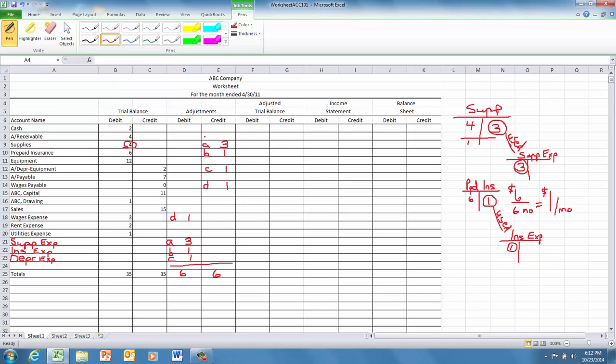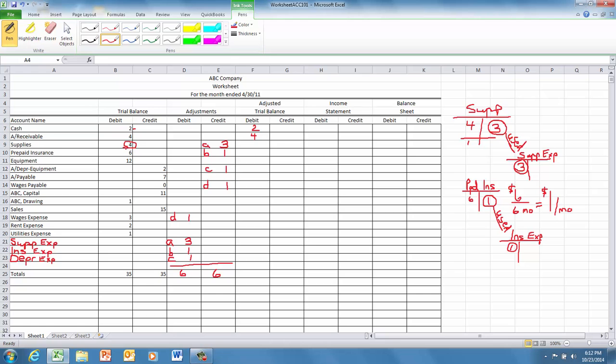So cash is $2 debit, and there's no adjustment, so it comes across as $2 debit. Accounts receivable is $4 debit, no adjustment, comes across as $4 debit.